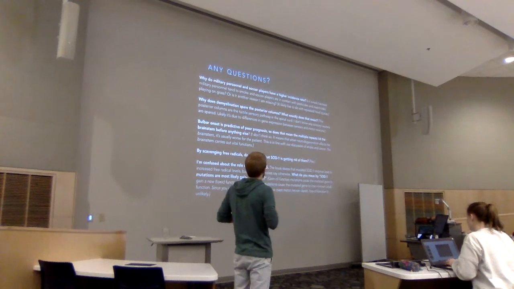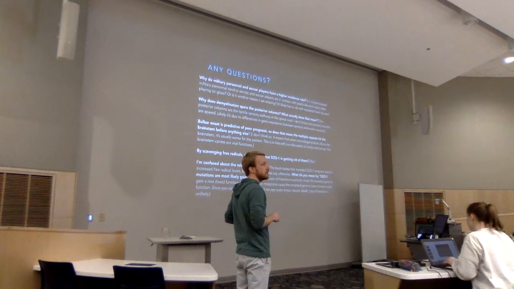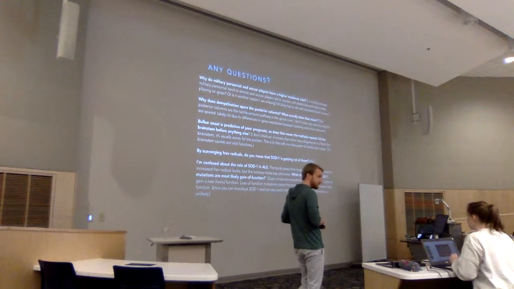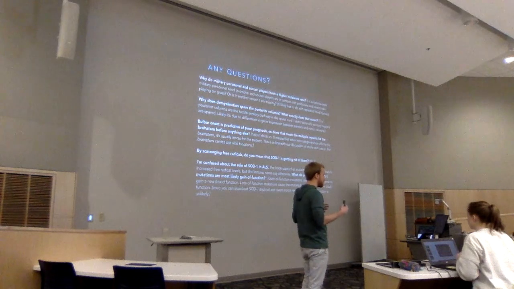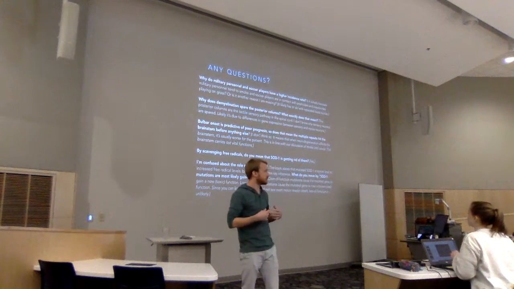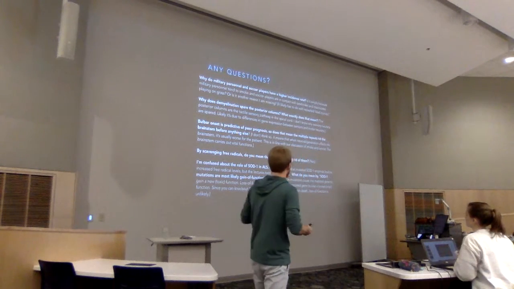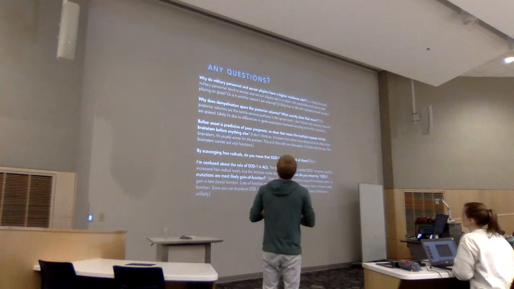Bulbar onset. Anyone know what that is? Something to do with here, exactly. Brainstem. Yeah, so you see your symptoms primarily arising in structures controlled by the brainstem. So you'll have difficulty speaking, swallowing, moving your face, things like that.